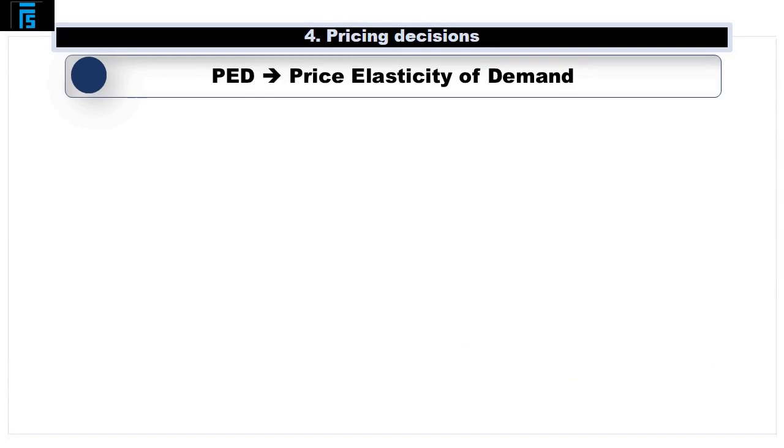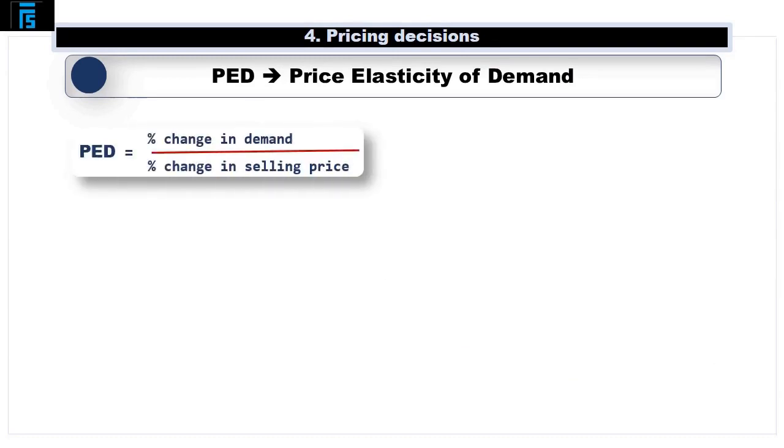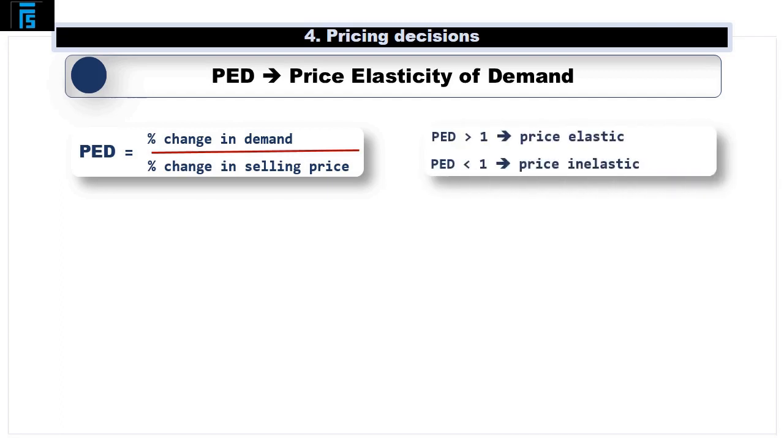We can calculate the price elasticity of a product or service using the formula PED, which stands for price elasticity of demand, equals the percentage change in demand divided by the percentage change in selling price. A PED of greater than 1 means that a product is price elastic, and a PED of less than 1 means the product is price inelastic.